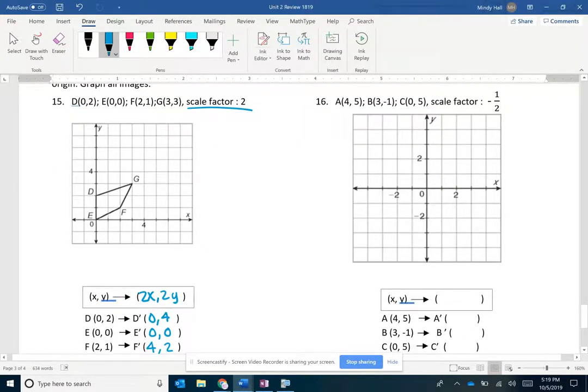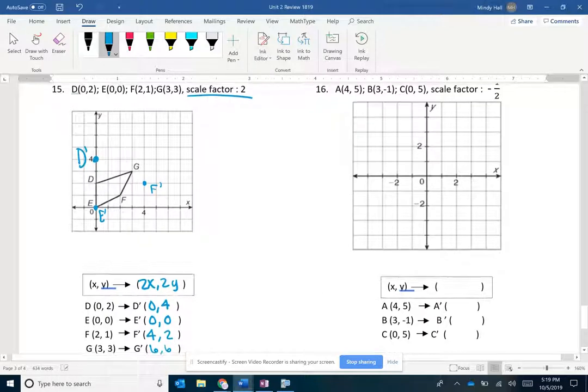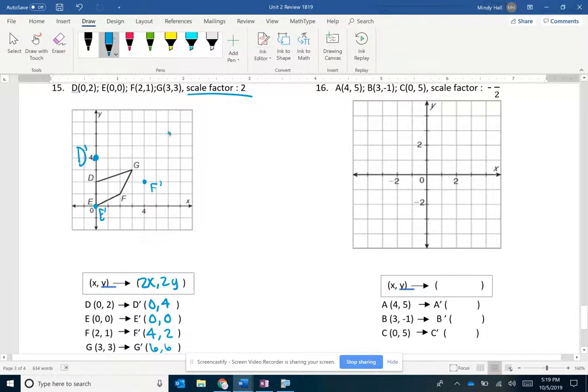But for D prime, we are at (0, 4). There he is. And then E prime is right there, so that's (0, 0). F prime is at (4, 2). And G prime is at (6, 6). So then connecting these points as best as you can. I don't have a straight edge, and I'm trying not to move my surface too much. And there we go. All right.